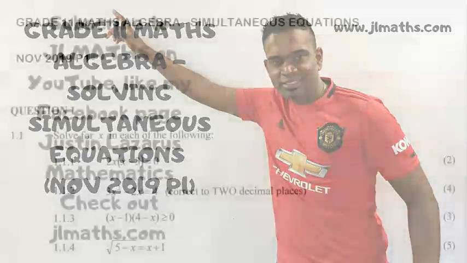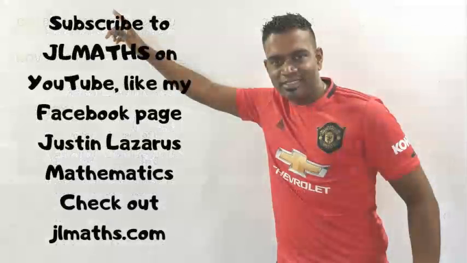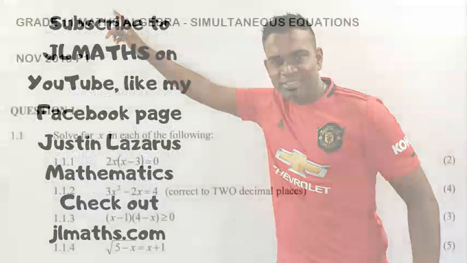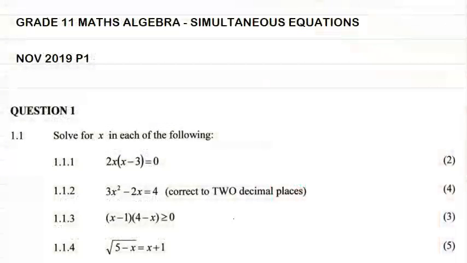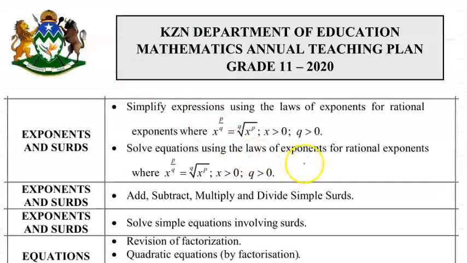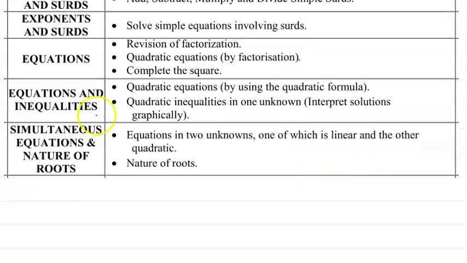Today's video lesson, we're going to be looking at simultaneous equations. We're going to be looking at a question that came out in the November 2019 paper 1. Simultaneous equations is under the topic of simultaneous equations and nature of roots: equations in two unknowns, one of which is linear and the other a quadratic. So therefore we will be given one linear equation and one quadratic equation.